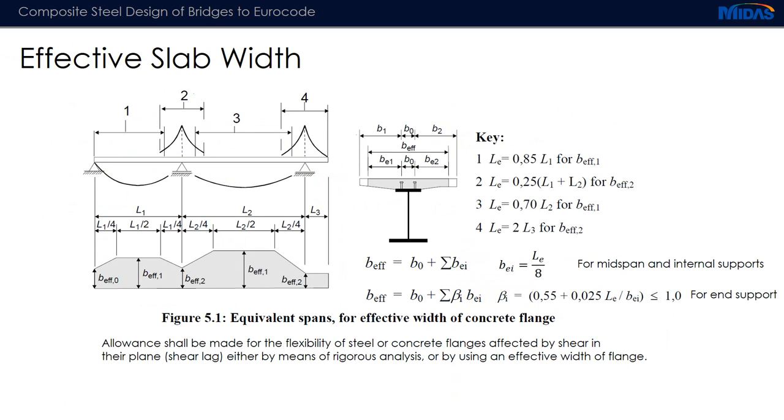Okay, now when we have a wide slab and we want to do a grillage analysis, in order to distribute the longitudinal properties correctly, we calculate the effective slab width for the slab. Why? Because to consider the shear lag effects.